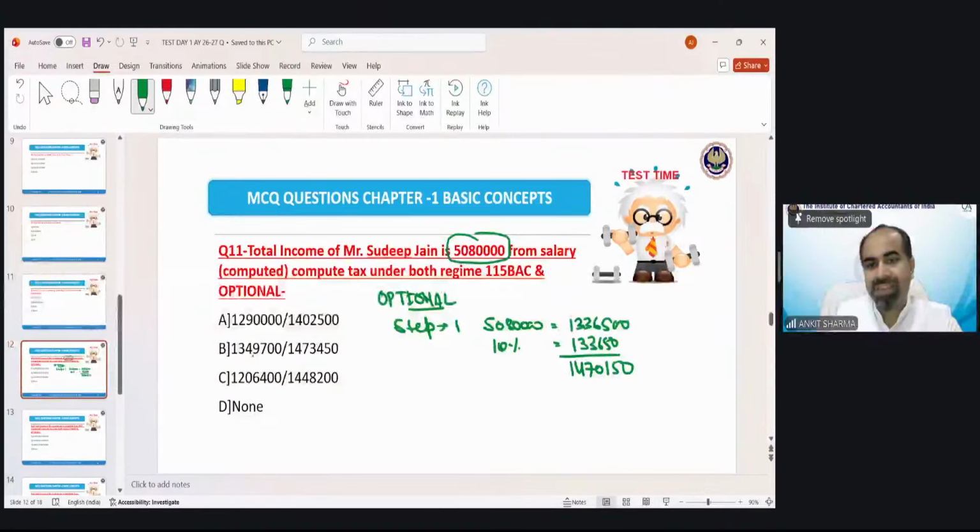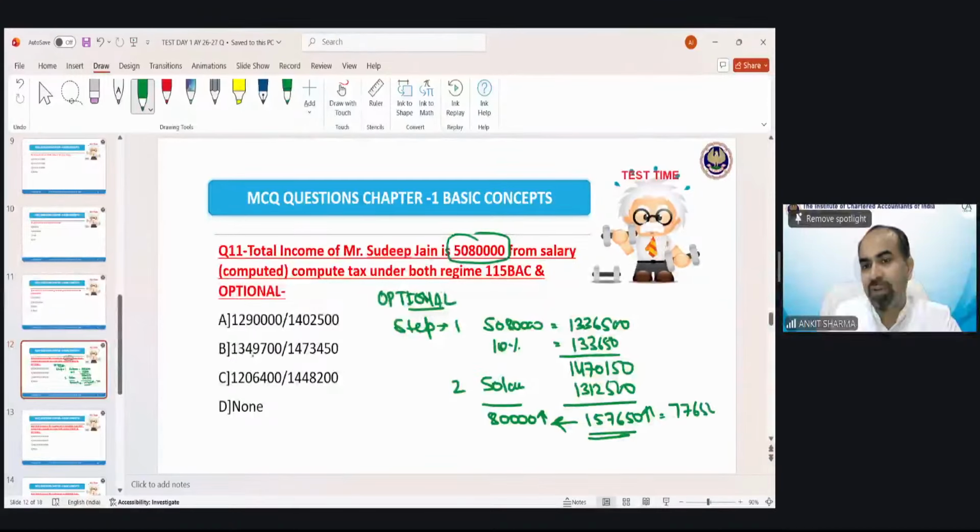1470150. And step number 2, now we have to take the tax on 50 lakh rupees. And that tax would be 1312500. Difference is 80,000 income has increased, and due to which the tax has increased by 157650. So tax is higher than the difference of income. So the remaining 77650 would be your marginal relief.